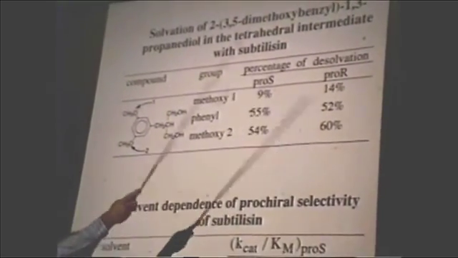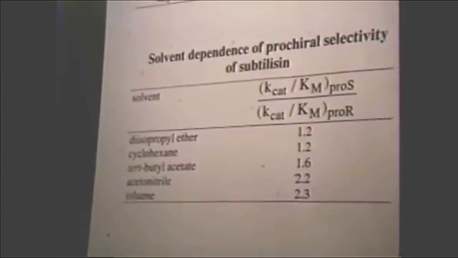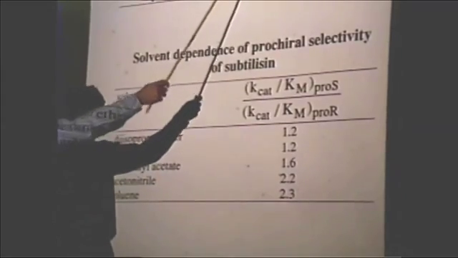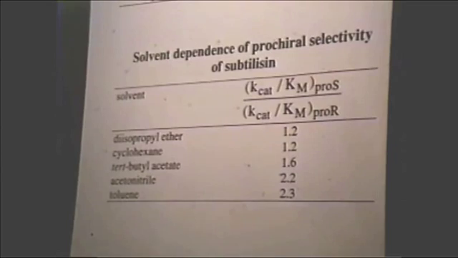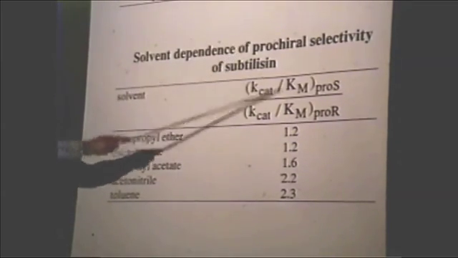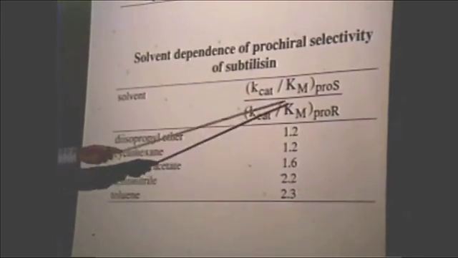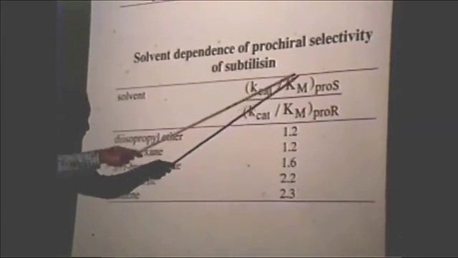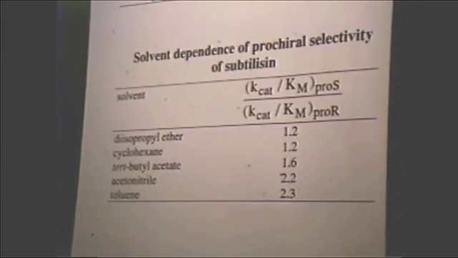What does that tell us? According to our equation, it tells us that we cannot expect any significant solvent dependence of enantiomer selectivity because there is no significant difference in pro-S and pro-R desolvations. And indeed, when we experimentally measured the prochiral selectivity for this enzyme, for subtilisin, you can see that, first of all, prochiral selectivity is low, and second of all, there is no significant dependence. It's less than a twofold dependence as a function of the solvent. We took some extreme solvents there. Okay? So that's pretty good.